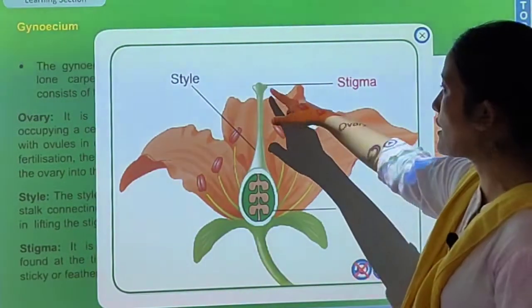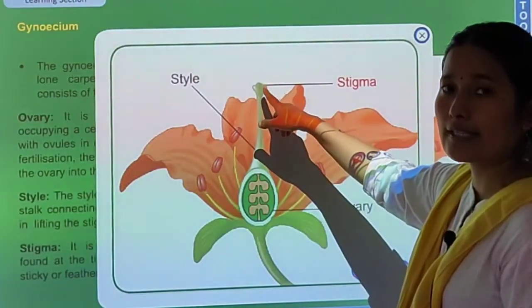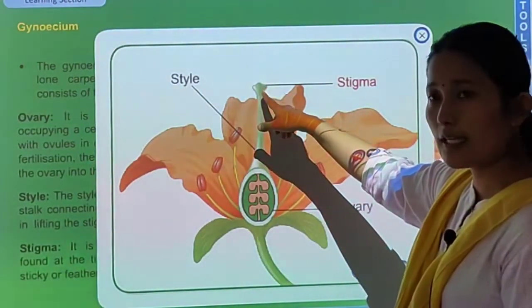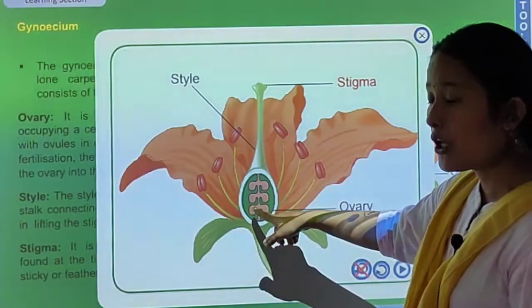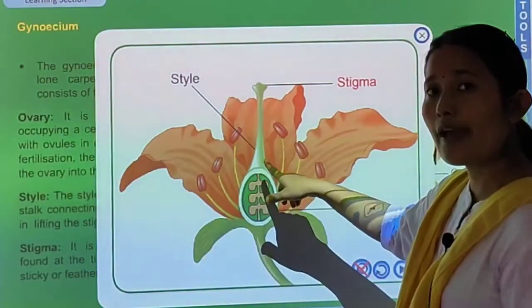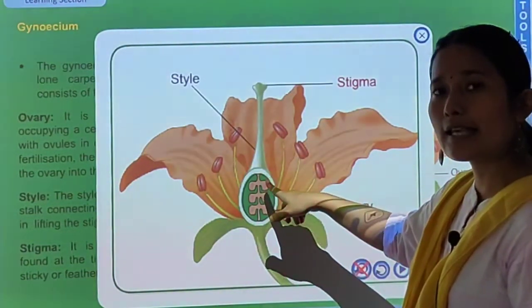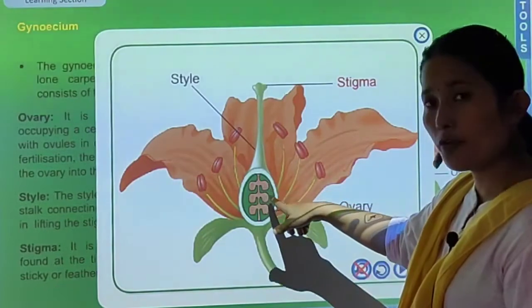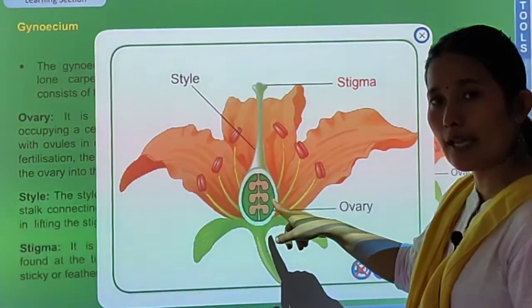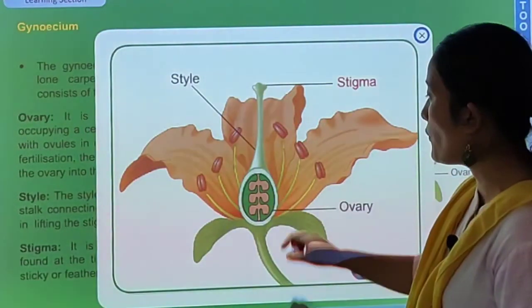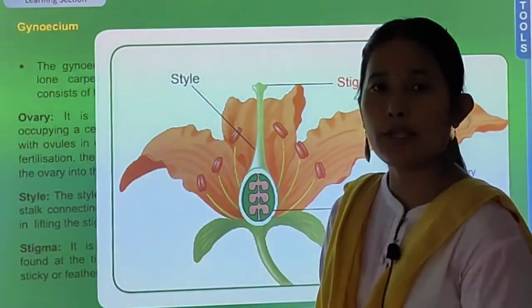As you can see at the stigma, what happens here? Here your pollen grains are going to come and stick. Then you have a style connecting it to the ovary. Inside the ovary you have the female reproductive cells, those are ovules, where your male sex cells are going to come and attach for fertilization to occur, and the place where these ovules are placed is referred to as placenta.